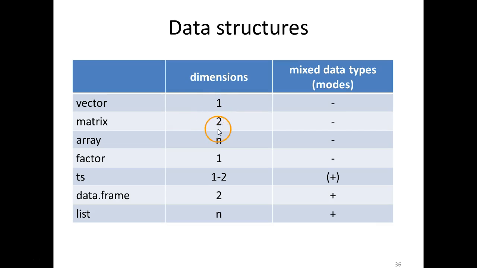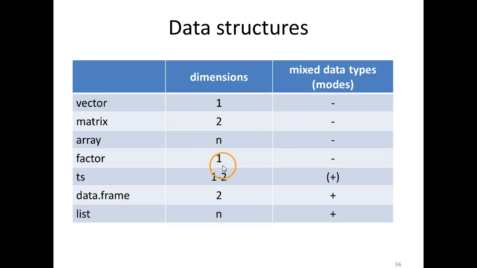The matrix is a two-dimensional version of the vector, so to say, and there you have columns and rows, and you can store only one data type at a time. And the array is when you have even more dimensions. You have three-dimensional or four-dimensional objects with the same type of data stored in several dimensions. And we'll get back to this.